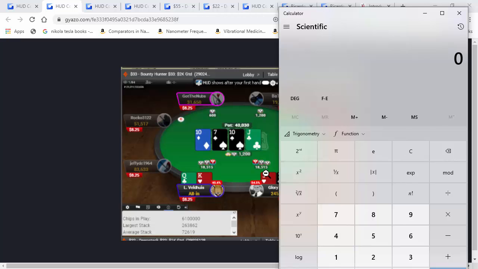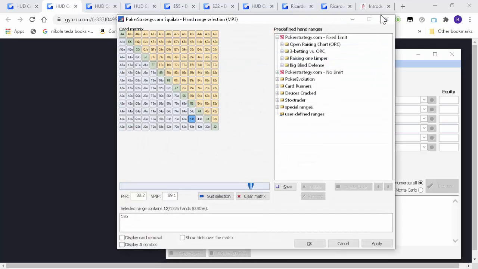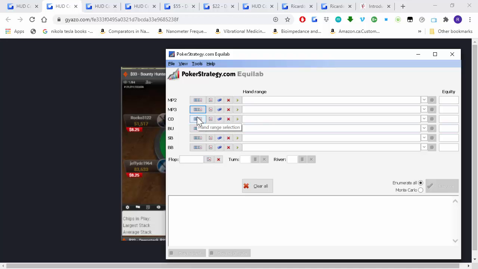My amount to call would be probably, say, 16,000. 16 divided by 40. Actually, I need 40% equity. I could take away 12%, so I need 28% equity only. Let's see first of all what 40% equity looks like.